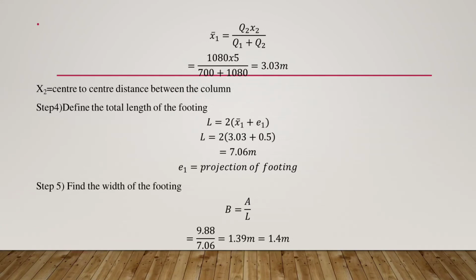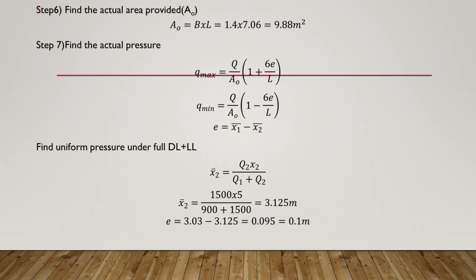Next step is to find the width of the footing. We already know that A equal to B into L. Therefore, B equal to A by L. By substituting the value, we get the width as 1.4 meter. Next, find the actual area provided, that is A naught equal to B into L, that is 1.4 into 7.06, which is equal to 9.88 meters square.